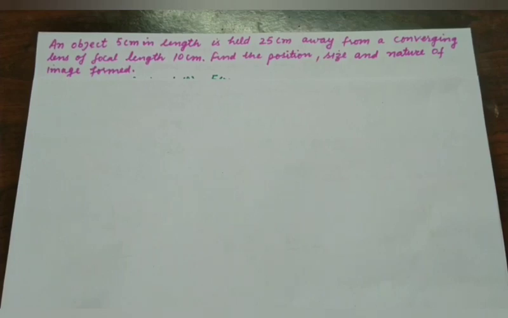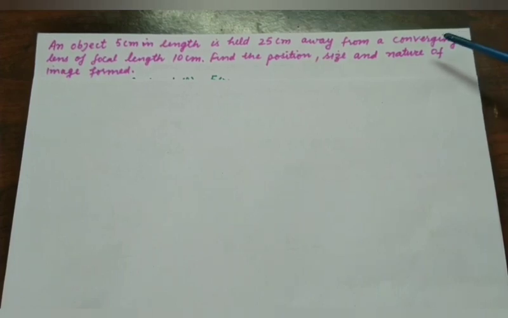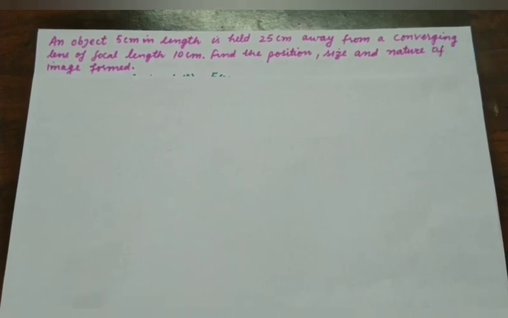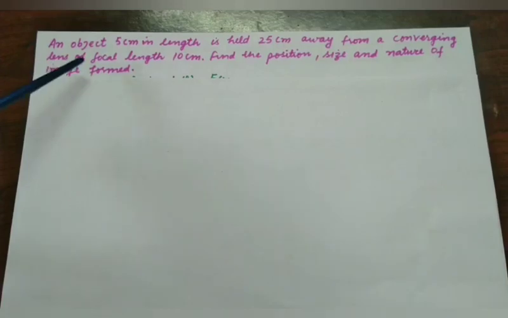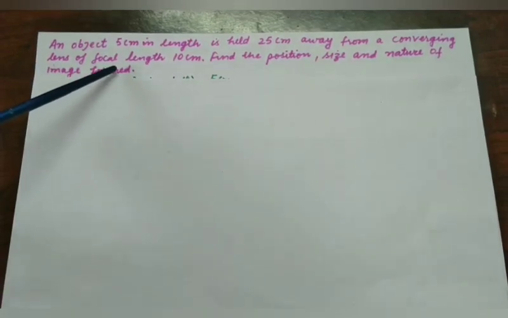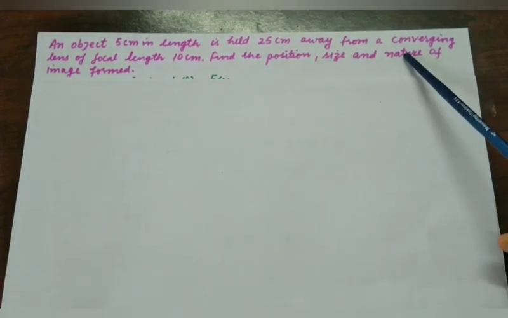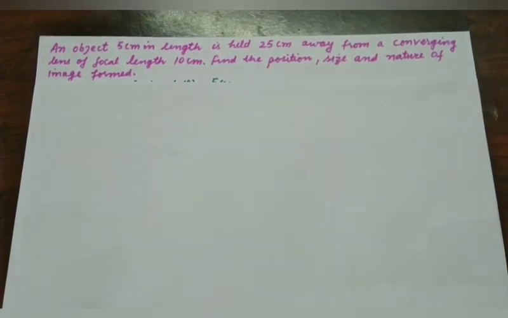So let's try to solve one numerical based on the lens formula. This is the numerical which is also given in your NCERT book. An object 5 cm in length is held 25 cm away from a converging lens of focal length 10 cm. So you are supposed to find the position, size and the nature of the image formed.